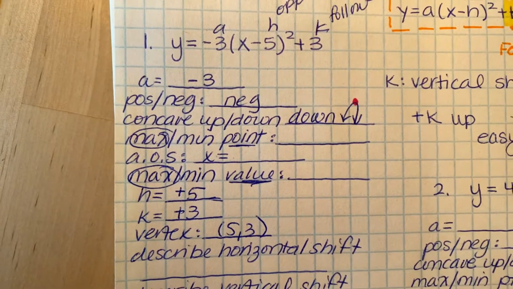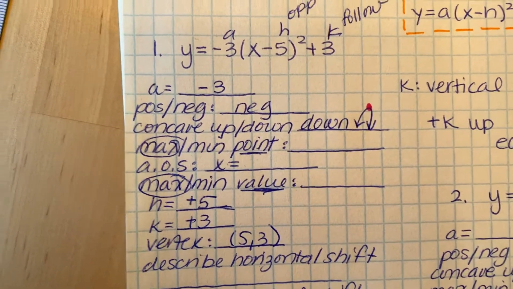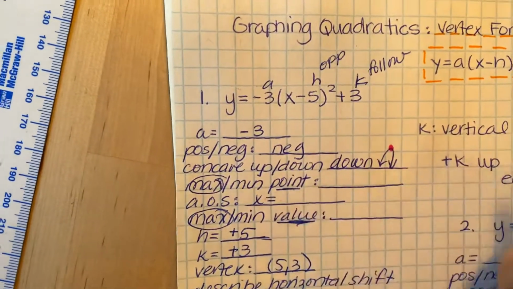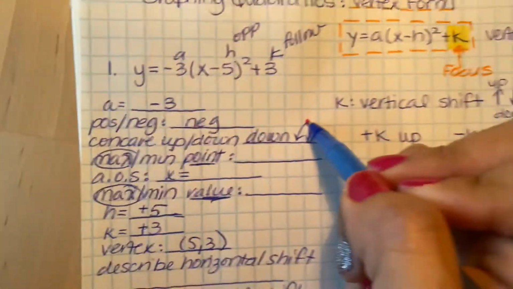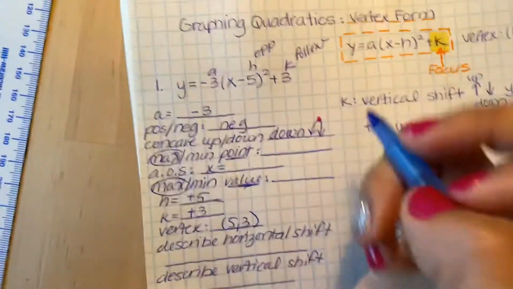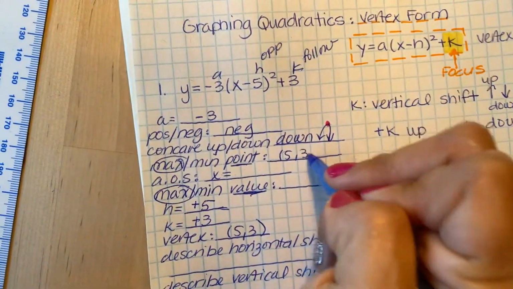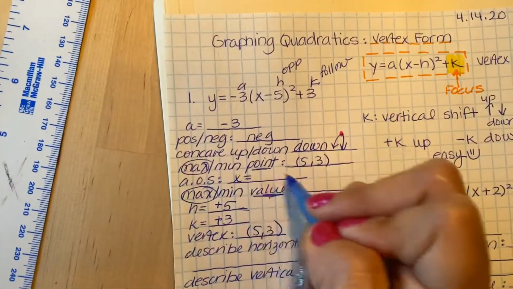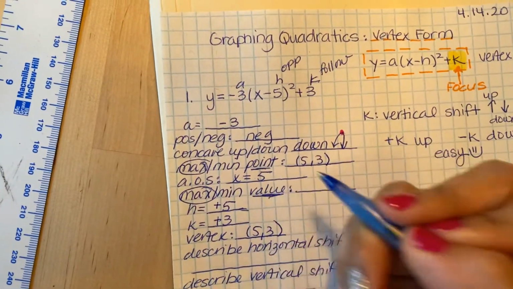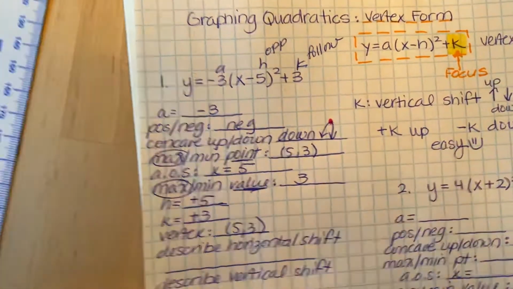And then, of course, I'll come down to the XY table. We'll fill that in. Okay, so that means my maximum point is that pink vertex. I don't know why the video is really yellow today. (5, 3). My axis of symmetry is x = 5, right? That's my dashed line. My maximum value is 3.